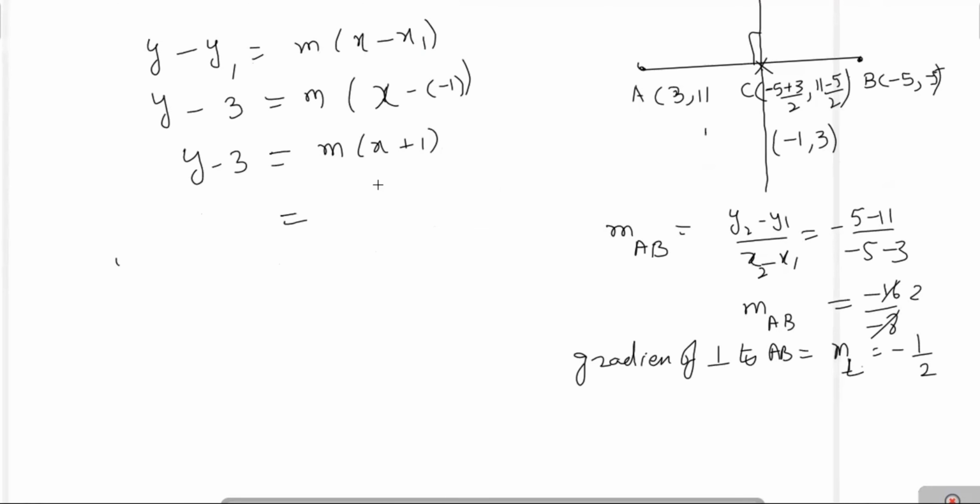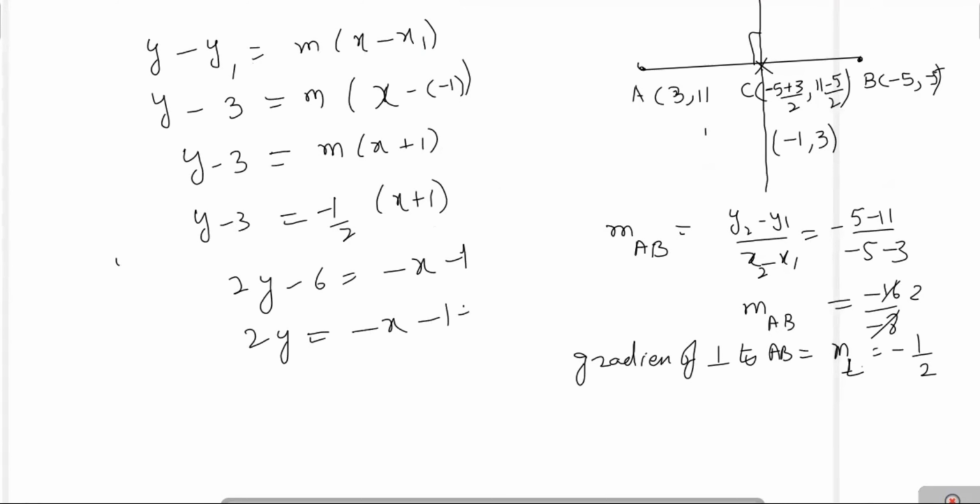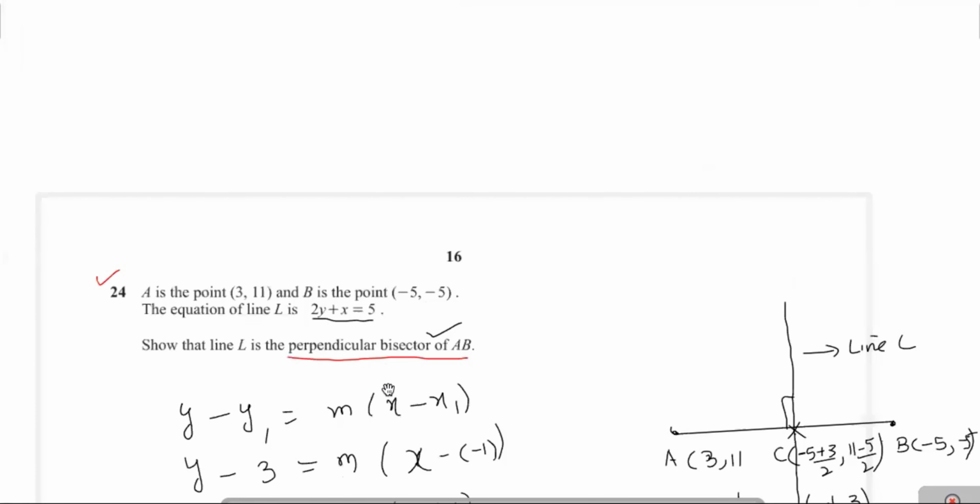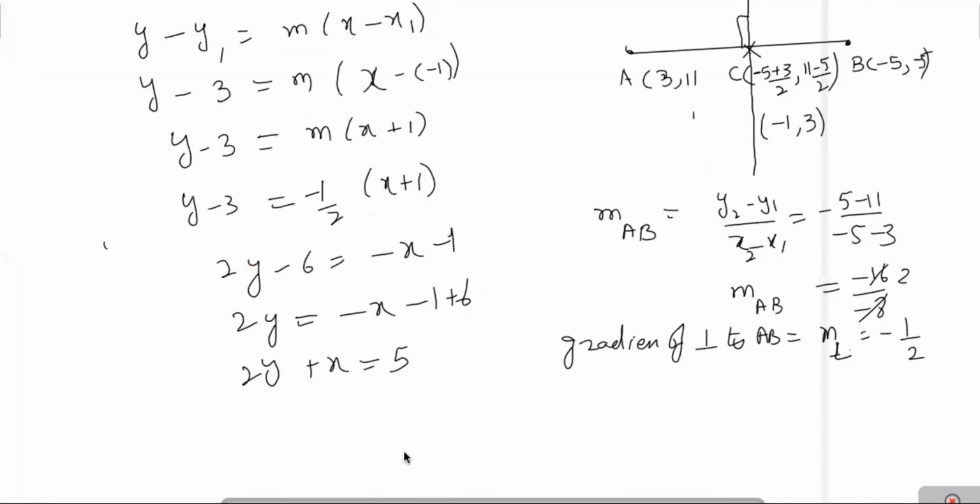Now we put the value here: y minus 3 equal to minus 1 over 2 into x plus 1. This gives 2y minus 6 equal to minus x minus 1, and 2y equal to minus x minus 1 plus 6, and this gives 2y plus x equal to 5. We had to prove that 2y plus x equal to 5, and this is the answer.